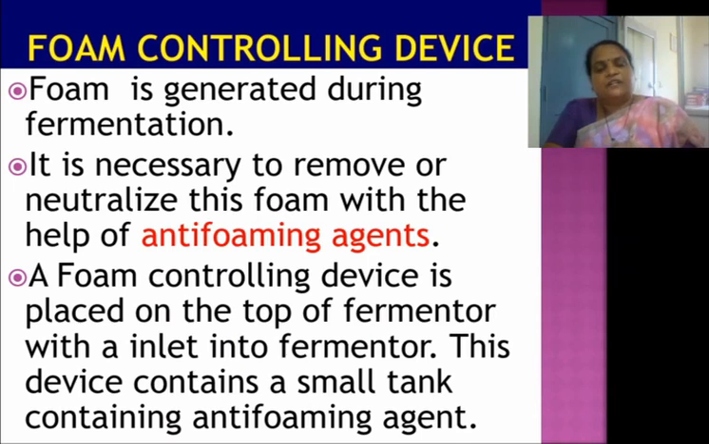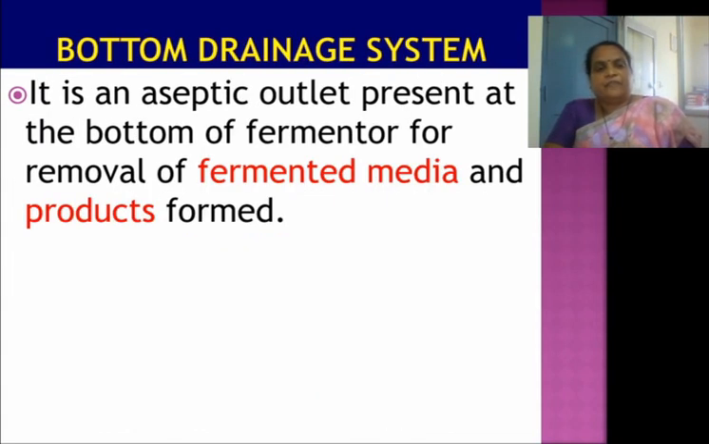A foam controlling device is placed on top of the fermenter with an inlet into the fermenter. This device contains a small tank containing the anti-foam agent. This is called the anti-foam reservoir. Bottom drainage system. It is an aseptic outlet present at the bottom of the fermenter. Why is this outlet important? It is required for removal of the fermented medium, that is the fermented broth, and the product formed during fermentation.